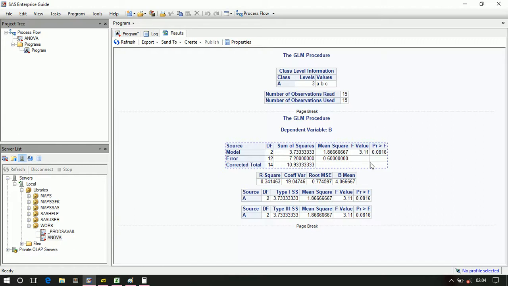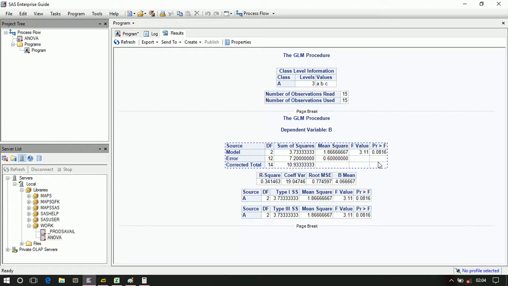The p value here is 0.0816, and it is greater than our significance level. The significance level is the value which you assume at the beginning of the problem, and I have assumed 0.05 for this problem. Since it is greater than the significance level, I fail to reject the null hypothesis.